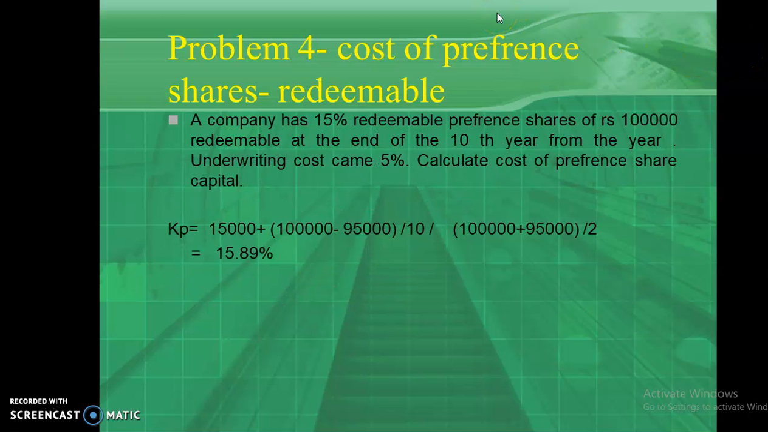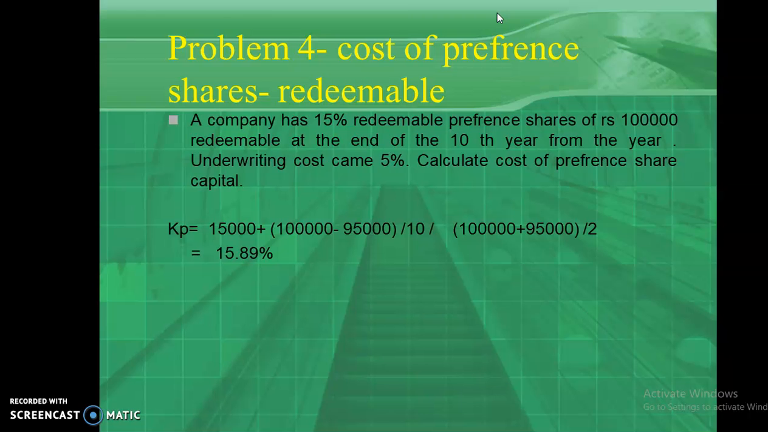Next one is cost of preference shares which are redeemable in nature. So if there is a redemption period given, then the formula is different. Let's look into the question. A company has 15% redeemable preference shares of rupees 1 lakh redeemable at the end of the 10th year. Underwriting cost came to 5%. What is the cost of preference share capital?